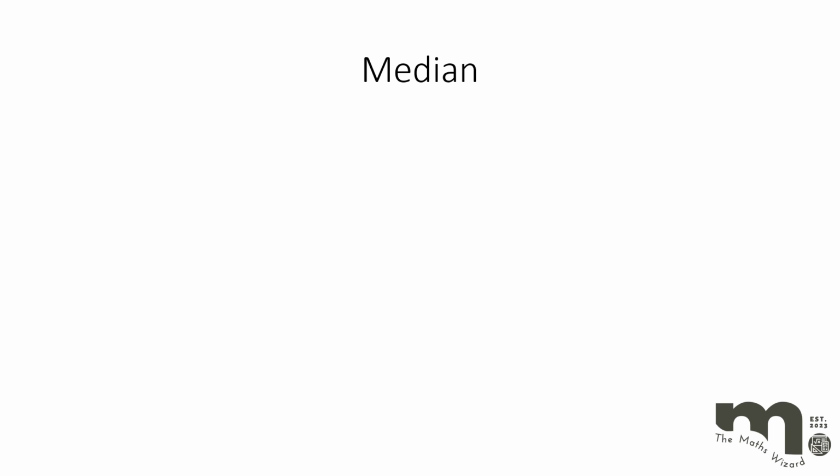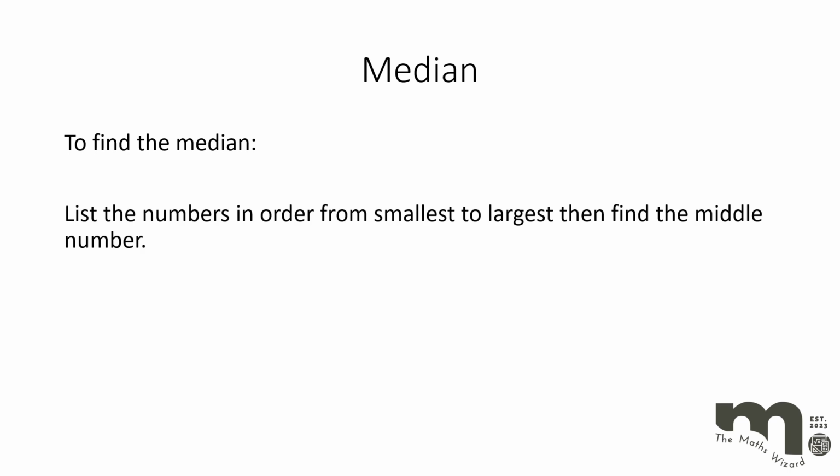Okay, so the next type of average we're going to look at is median. So to find the median, we need to list the numbers in order from smallest to largest and then find the middle number. And that first part is really, really important. You've got to have the numbers in order from smallest to largest. Don't just look at the list of numbers and circle the middle one. You've got to make sure they're in order first. So if we've got this sequence here, this sequence is already in order. We can see quite clearly that the median would be 7 for this one. So remember, median is always the middle number.